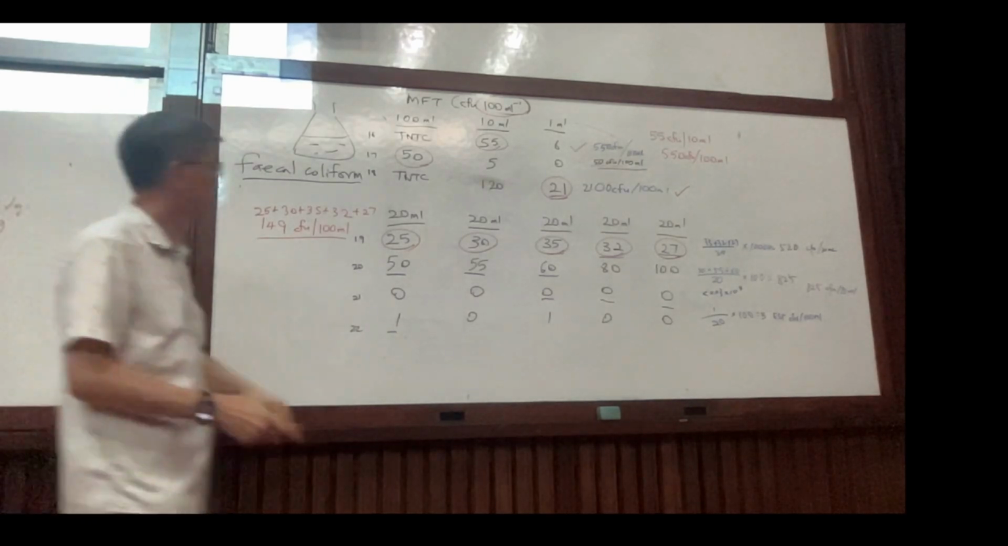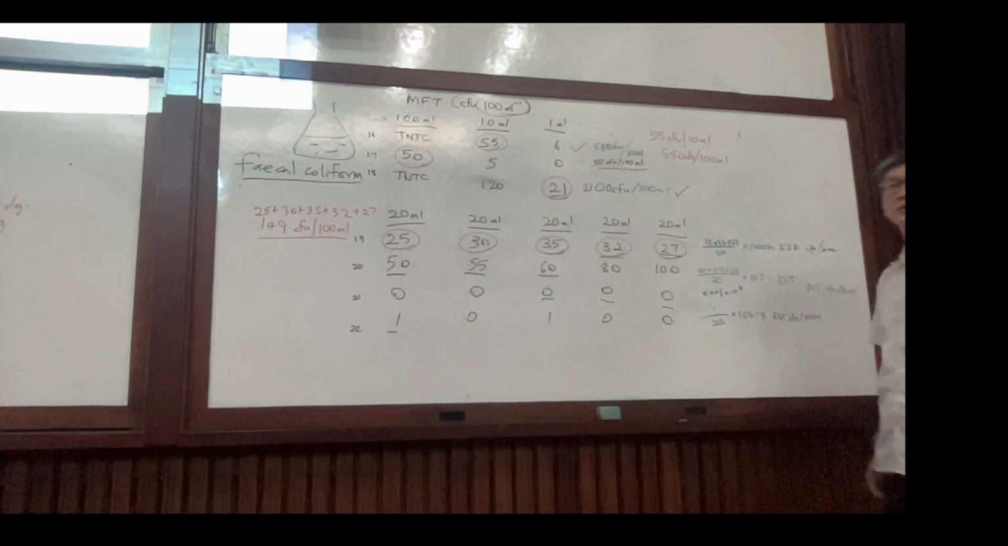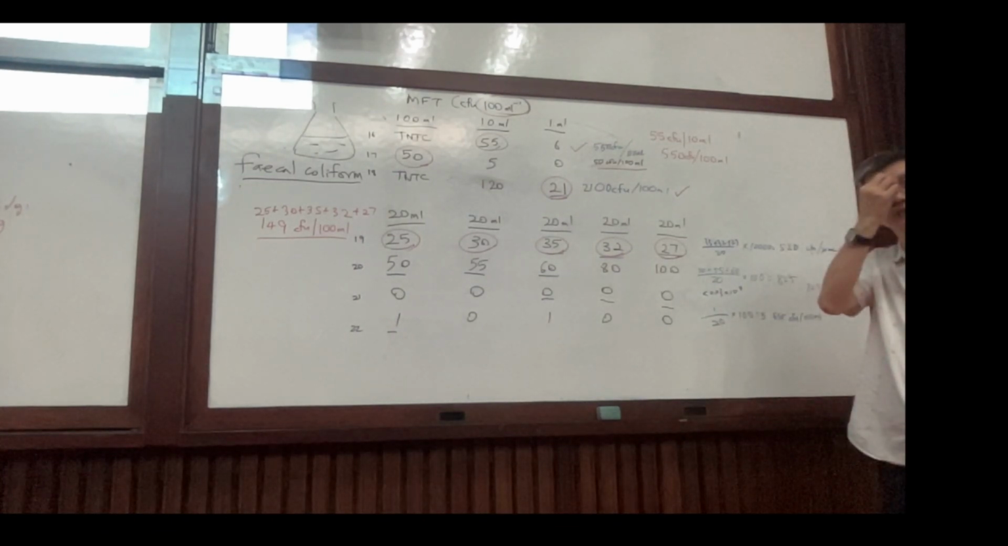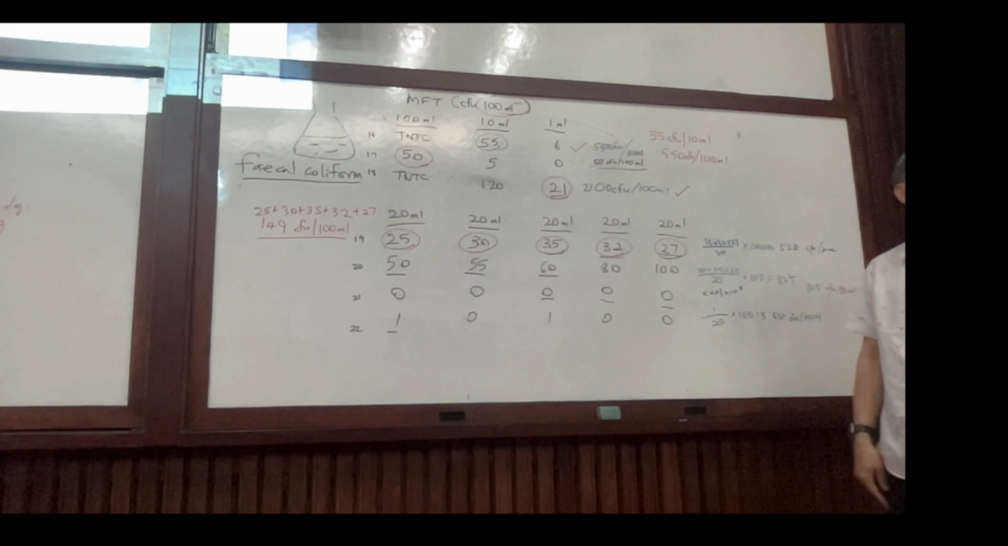Because the volume you filter was 100 ml. You divided 20 over 5, but the sum is still 100. So you take the sum of all. Okay?